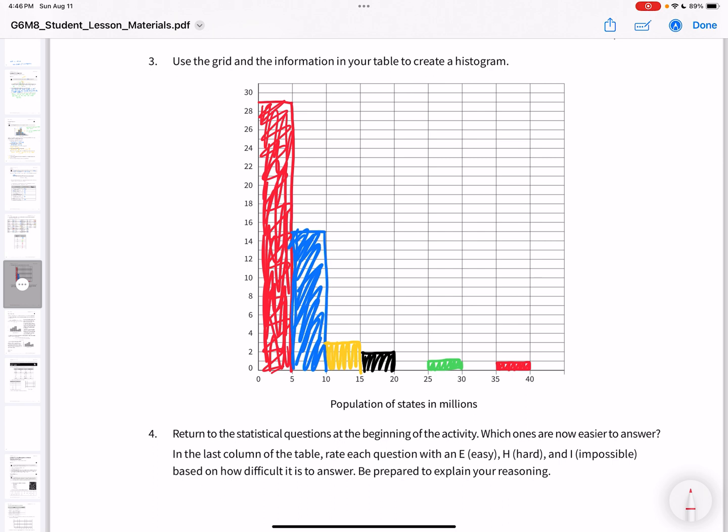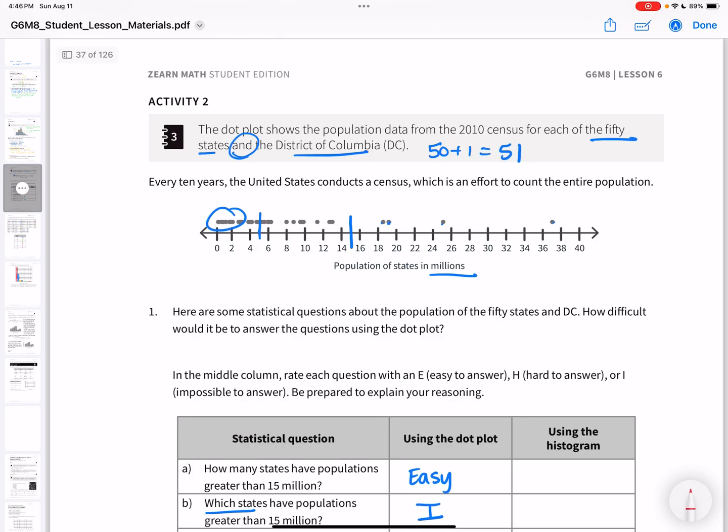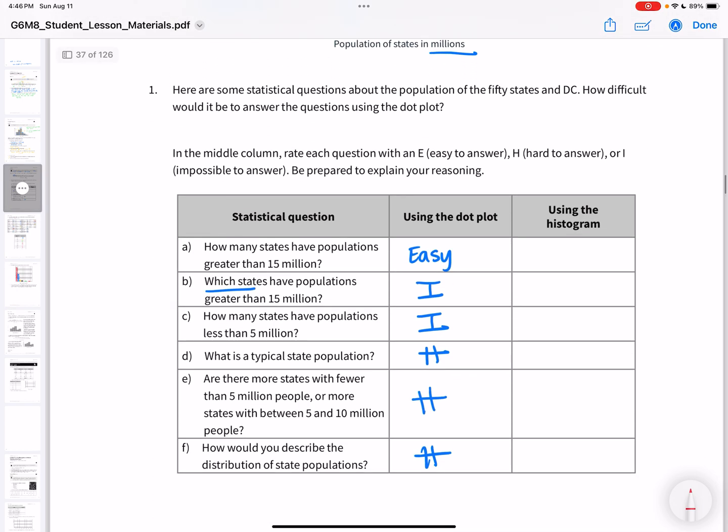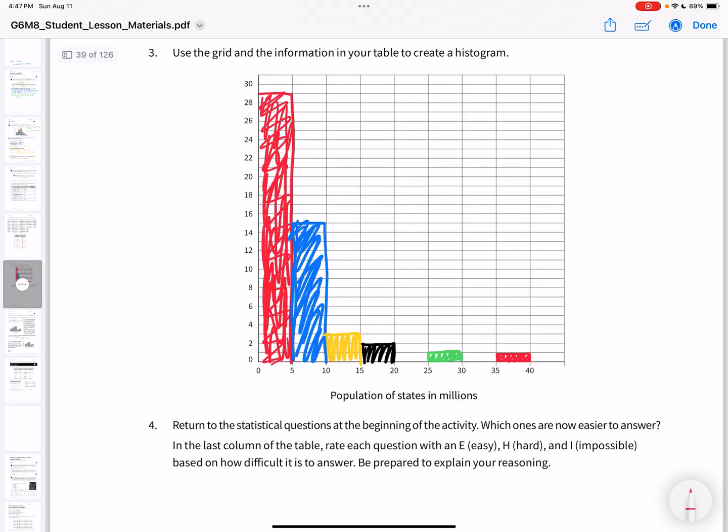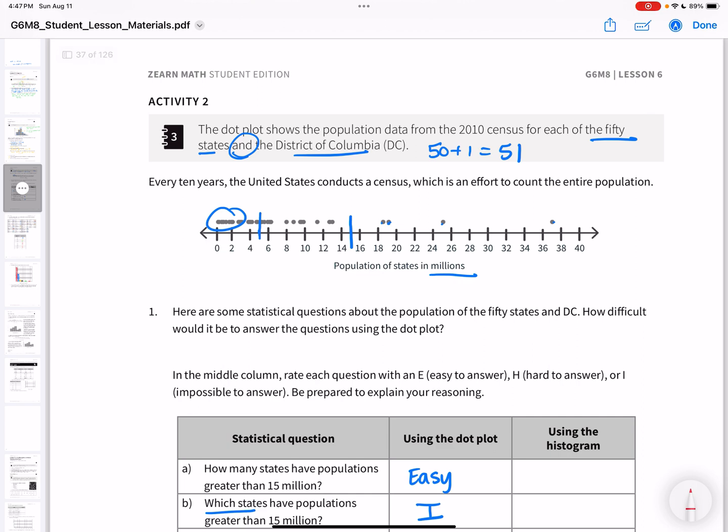Now it says, return to the statistical questions at the beginning of the activity. Which ones are now easier to answer? In the last column of the table, rate each question with easy, hard, or impossible. All right, so let's jump back up to that one. Here we go. How many states have populations greater than 15 million? If we jump back down to our histogram, here's 15 million. So we want what's greater than that. Well, this is a 2, this is a 1, and this is a 1. So that's 4. So that should be easy.